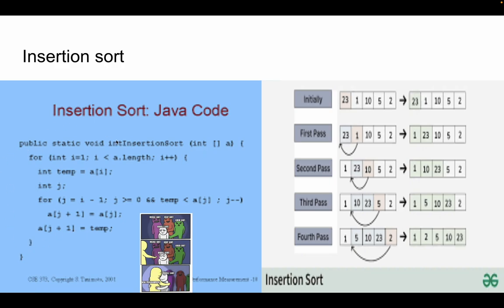I recommend you probably watch a video on this, but basically, this is what the array looks like initially. On the first pass, you see that 1 is less than 23, so you move it to the front. Then you start from the third value, and you see that 10 is greater than 1 but less than 23, so you move it in between them. Then 5 is greater than 1 but less than 10, so you move it there. In your fourth pass, you do the same thing for 2. So basically, you go through the array, find the smallest value, and move it to the front.